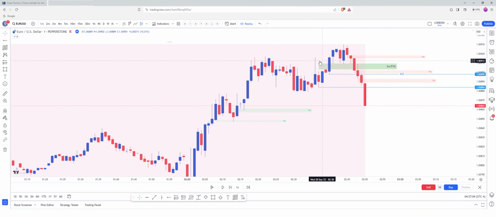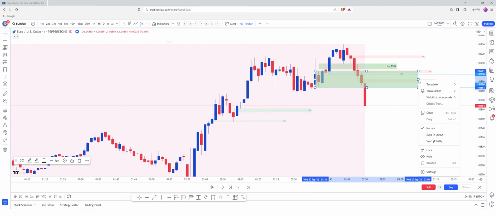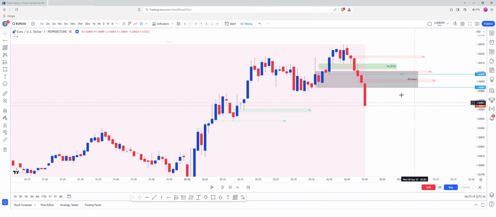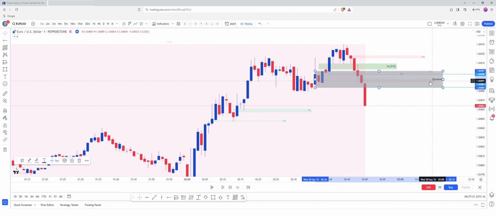Like that. That's beautiful. So we've had displacement coming down. Now we've left fair value gaps, inversion fair value gap, created this. This is now a breaker block. Inside that breaker block, you have a bearish fair value gap. In fact, you've got two, more or less. This is the unicorn entry.